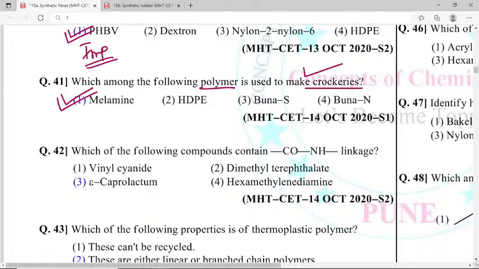Which of the following compounds contains a CONH linkage? What is called the CONH linkage? It contains the amide linkage, so it is called the polyamide linkage. Epsilon caprolactam is the monomer for nylon 6, so epsilon caprolactam is the answer. Vinyl chloride, vinyl cyanide, dimethyl terephthalate, hexamethylene diamine: this is used for making nylon 6,6.